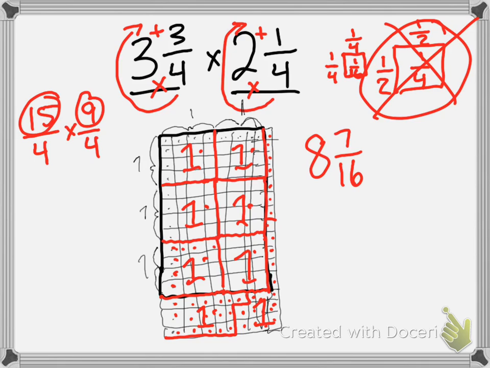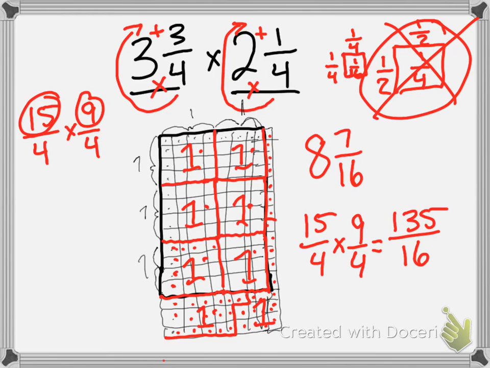Now, using the standard algorithm, I can go back and check my work. Let's do right here, 15 fourths times 9 fourths. I have 15 times 9, which is equal to 135 over 16. And again, the students need to understand this, the denominator is 16 because of this model here. We're finding the area, and so we have 1/4 times 1/4, so the area is in sixteenths.